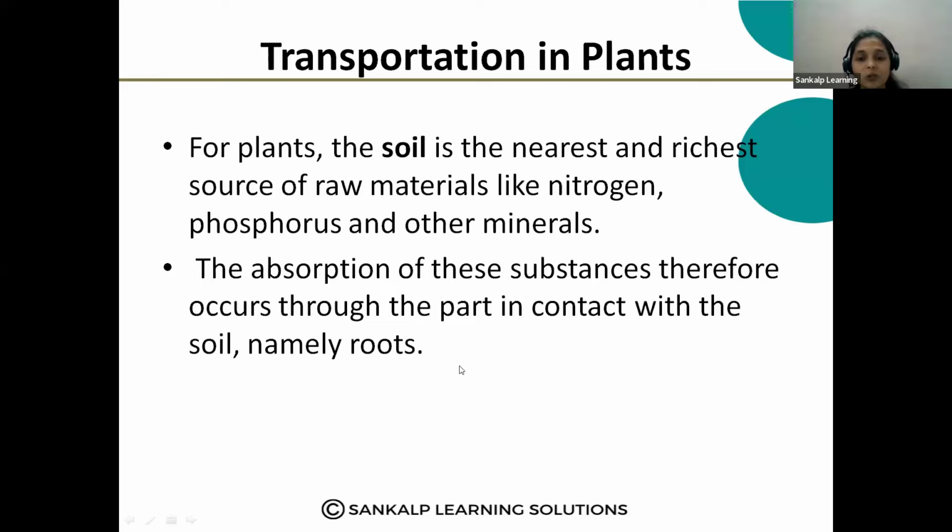Plants are not moving, they are stable, you know that. They need less energy compared to animals. Animals need more energy because they are moving. So there is no specialized, well organized system in plants, but some tissues are developed that help with the transportation.